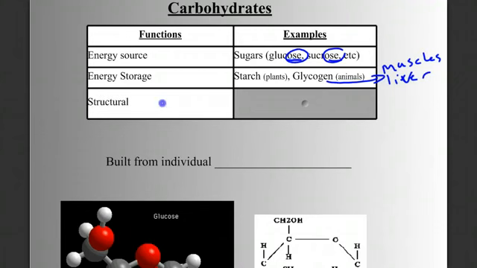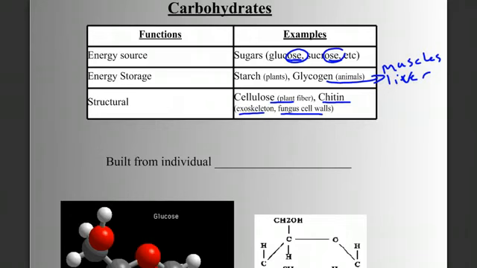Carbohydrates can also be used as a structural material. For example, cellulose is the primary component of the plant cell walls. It's plant fiber. And chitin is a carbohydrate that's found in the exoskeleton of arthropods, also in the cell walls of fungal cells.